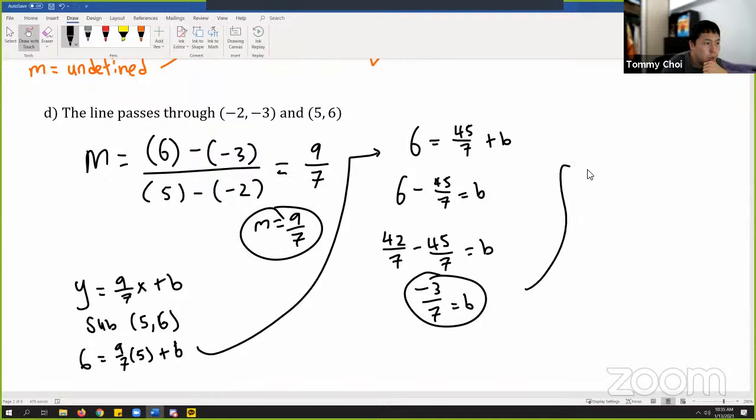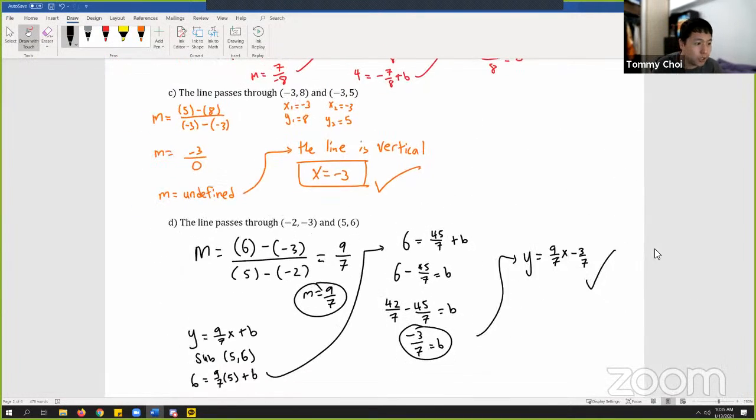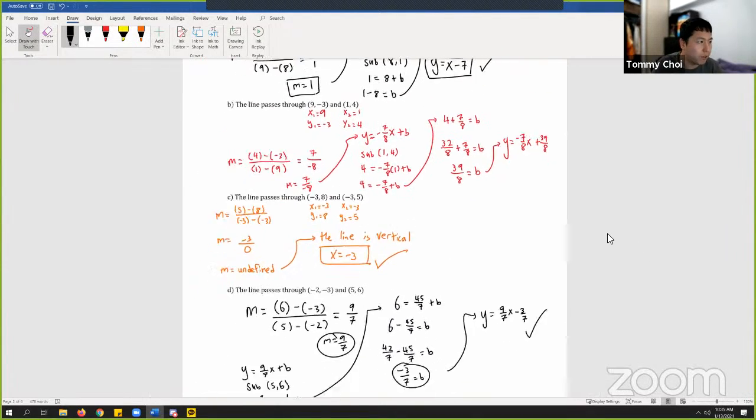So taking our slope and y-intercept, we can write our final equation. y is equal to 9 over 7x minus 3 over 7. And there's our final answer. If you forgot the negative sign, just be careful. Remember that you only lose like 0.5 of a mark.